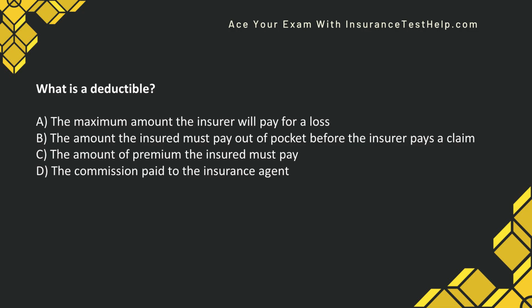Our next one's pretty simple. What is a deductible? A, the maximum amount the insurer will pay for a loss. B, the amount the insured must pay out of pocket before the insurer pays a claim. C, the amount of premium the insured must pay. Or D, the commission paid to the insurance agent.